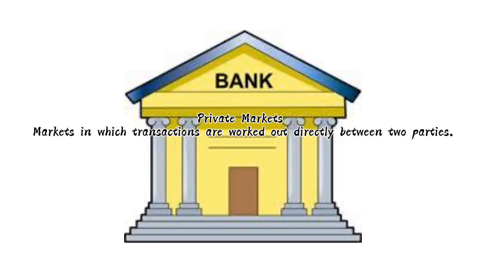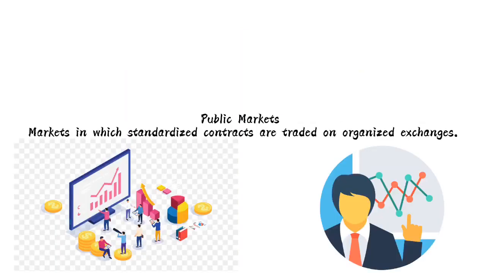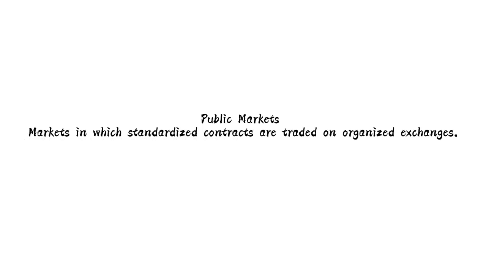While public market is one in which standardized contracts are traded on organized exchanges. While common stock and corporate bonds are held by a large number of individuals, these securities must have fairly standardized contractual features because public investors do not generally have time and expertise to negotiate.